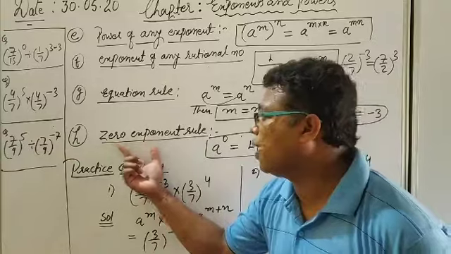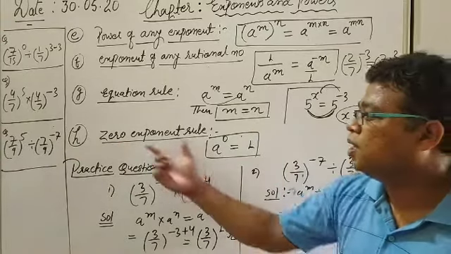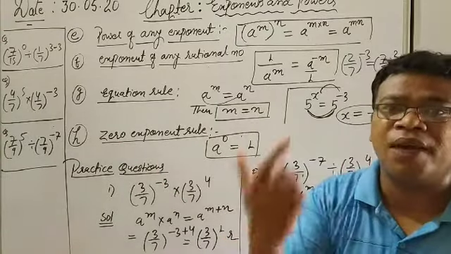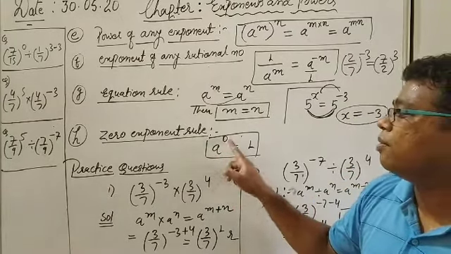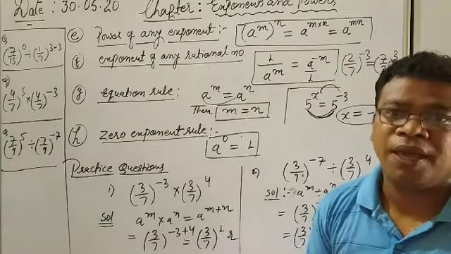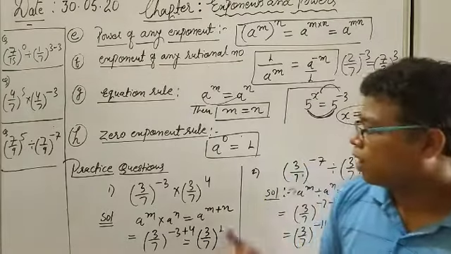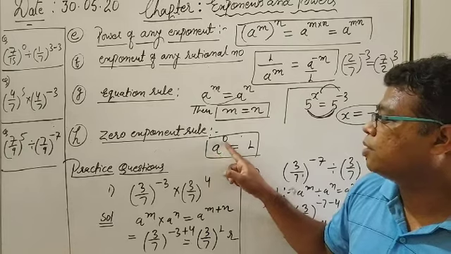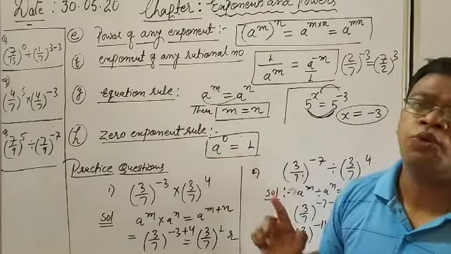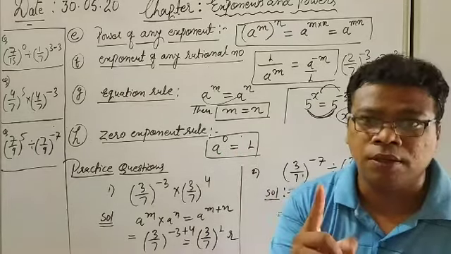Next thing, zero exponent rule. The value of the exponent is going to be 0 here. So you can see I have written a to the power 0. A is what? A is my base. So a to the power 0 directly indicates its value is going to be unity, 1.